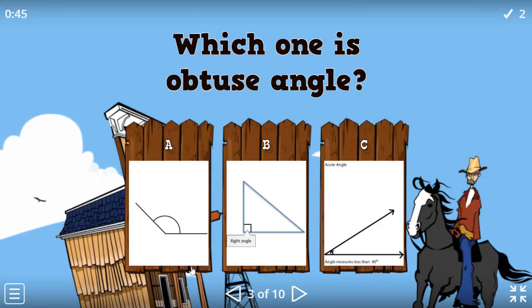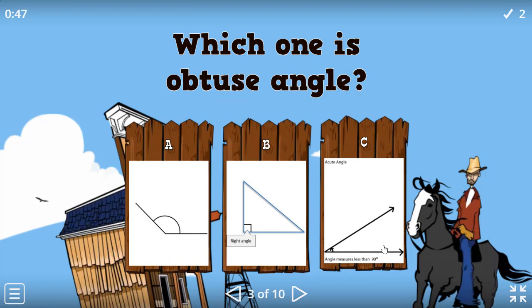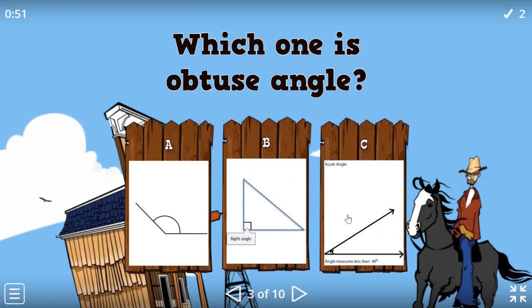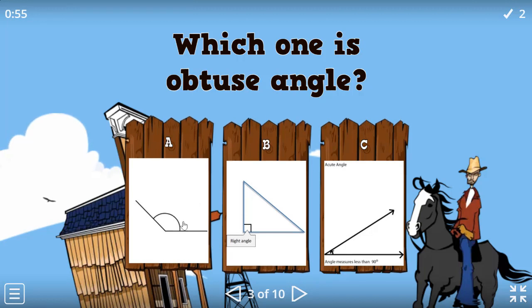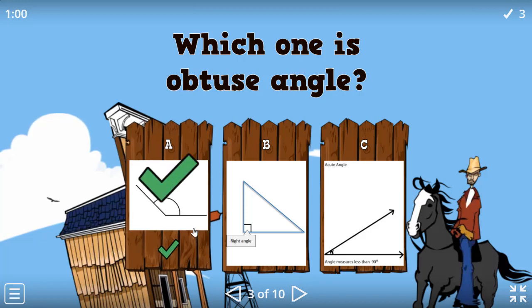Next, which one is the obtuse angle? So A, B, or C? B is the right angle, C is acute. So the answer is obtuse because these two straight lines create bigger space than a right angle.